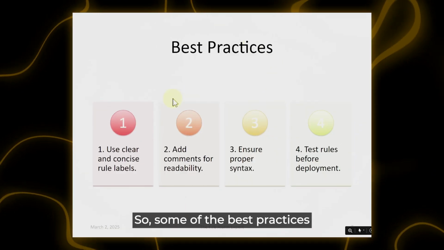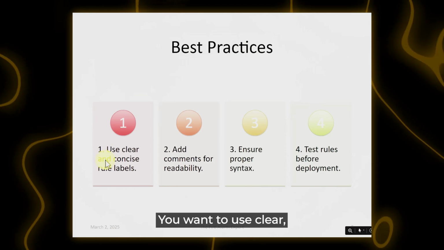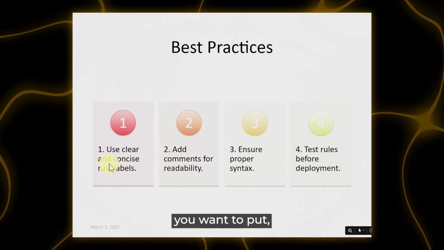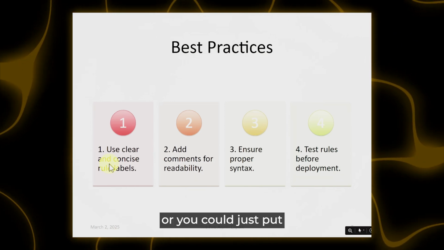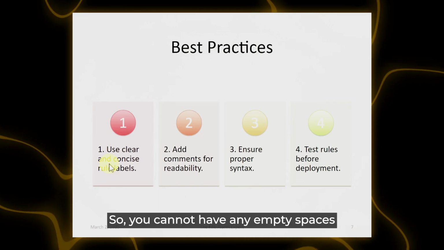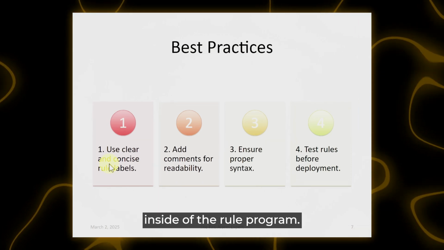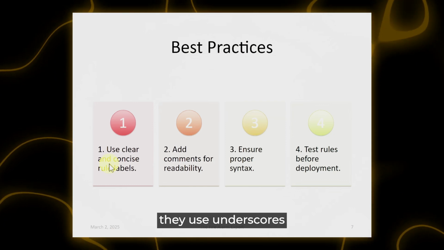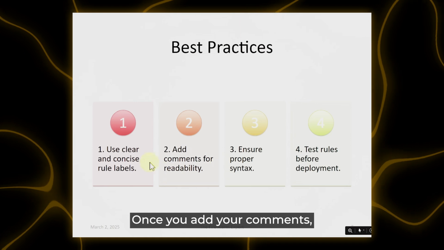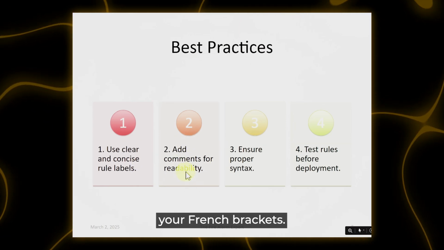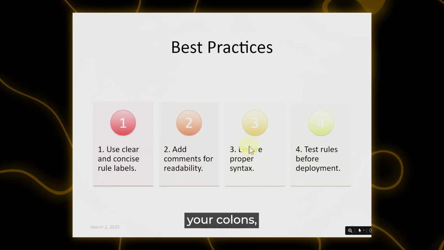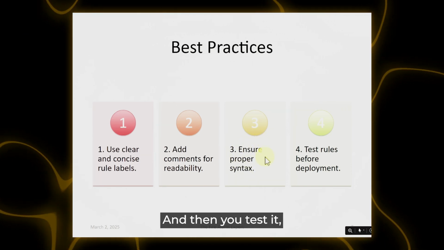So some of the best practices you can use when writing rules: you want to use clear, concise labels. So if you have general alarm, like the example before, you want to put gen_alarm, or you could just put general space alarm. The underscore represents a space. You cannot have any empty spaces inside of the rule program, and that is the reason why they use underscores, because an underscore is a character, space is not. Once you add your comments, make sure you have your French brackets. Make sure you have all your proper syntax, your semicolons, your colons, your commas, and things like that. And then you test it, you compile it.